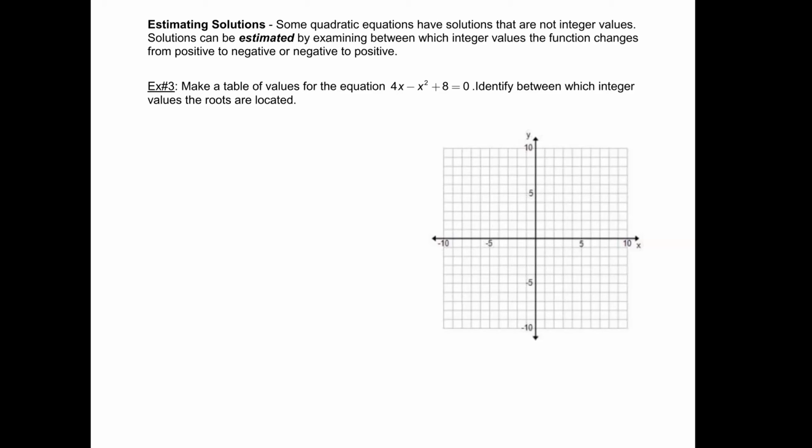Okay. Estimating solutions. Some quadratic equations have solutions that are not integer values. Solutions can be estimated by examining between which integer values the function changes from positive to negative or negative to positive. So if you're switching from a plus to a minus, at one point you must have crossed over the 0.